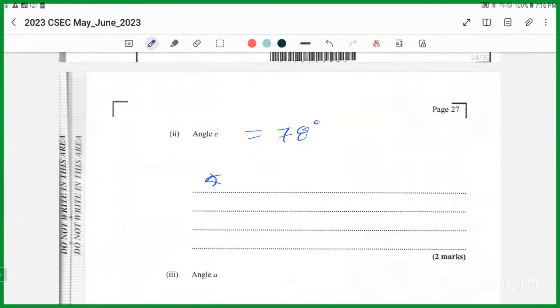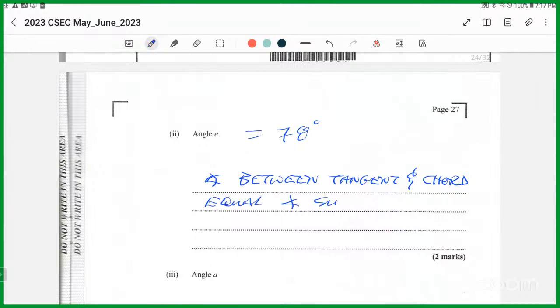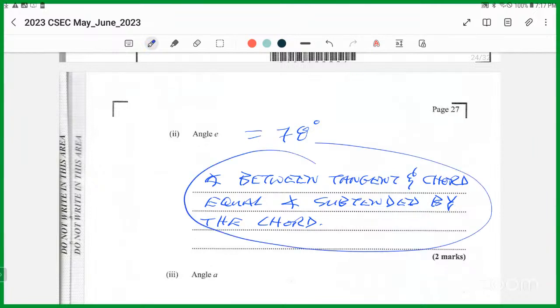Angle between a tangent and a chord equals the angle subtended by the chord at the circumference in the alternate segment. Right? We're going to do that.